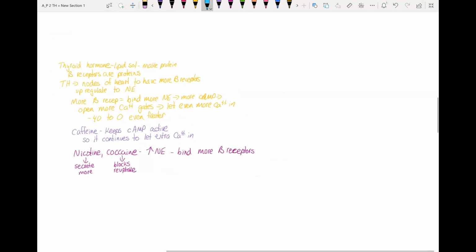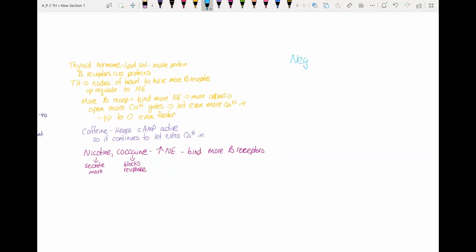So we do have negative chronotropic agents that slow the heart rate simply by blocking norepinephrine. Norepinephrine speeds your heart up. If you can stop the norepinephrine from doing that, your heart won't speed up. And if it's not speeding up, then it's slower.